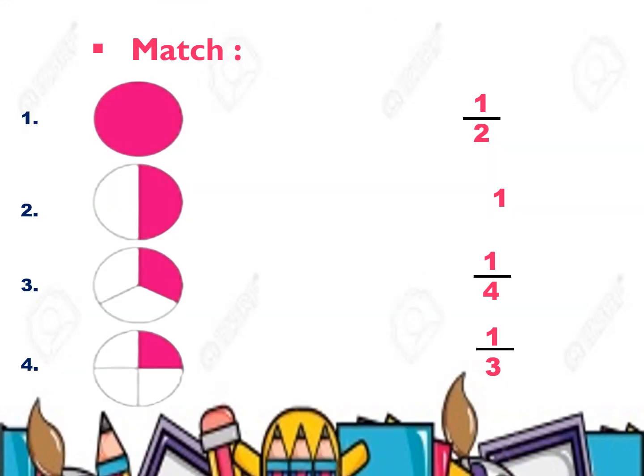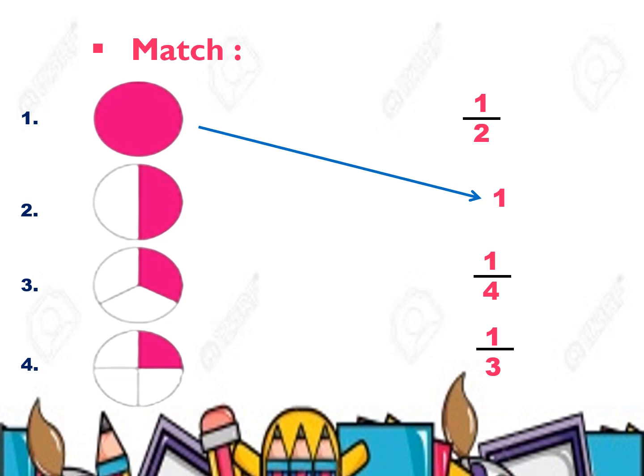Here match the shape to the fraction. Remember the definition: the number of the colored parts over the total parts. I have here a circle and all of the parts colored. So I call this shape one whole. And how can I write it in the fraction? 1. So I will join this to 1.